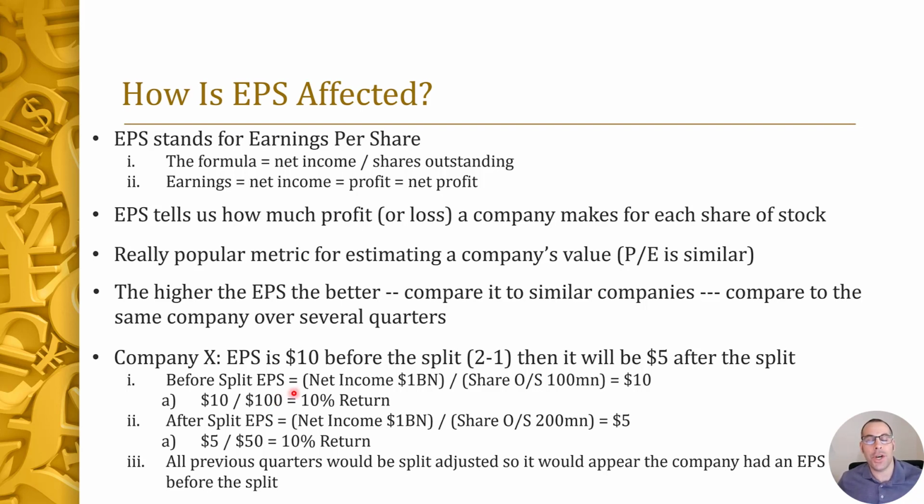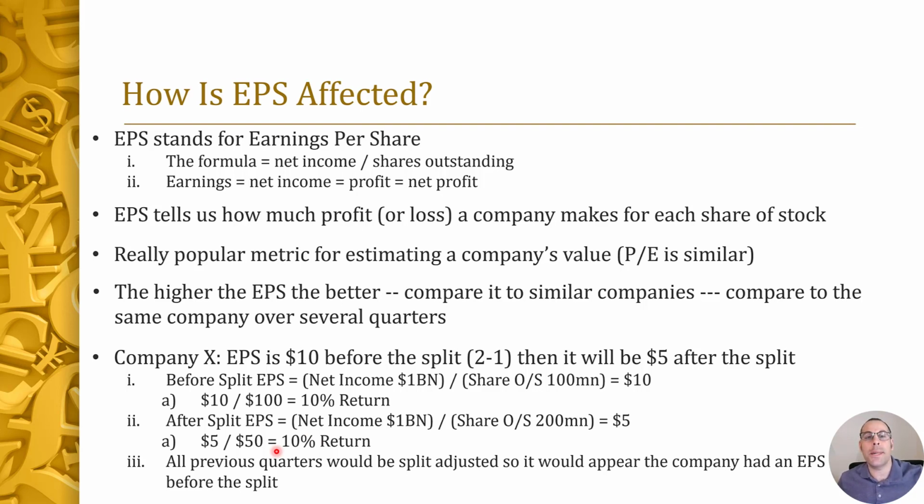Before the split, the shares traded at $100. After the split, net income is still 1 billion, but the shares doubled to 200 million. So the EPS dropped in half to $5. And the return is the same because a share of stock is $50. Your portion of the net income is $5. That's a 10% return. So when a company does a stock split, all the metrics are split adjusted.